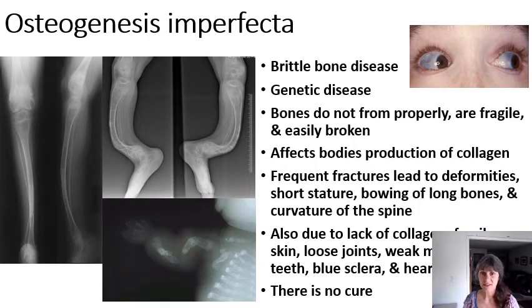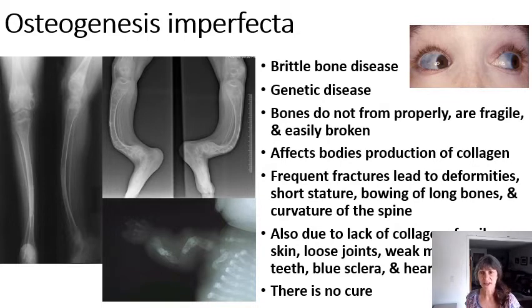Osteogenesis imperfecta is also known as brittle bone disease. This is an inherited genetic disorder that occurs when there's a problem producing the protein collagen. You'll remember that collagen is the most abundant protein in the human body. There are actually different kinds of collagen, and you don't have to know what type of collagen is responsible for the different variations of osteogenesis imperfecta.